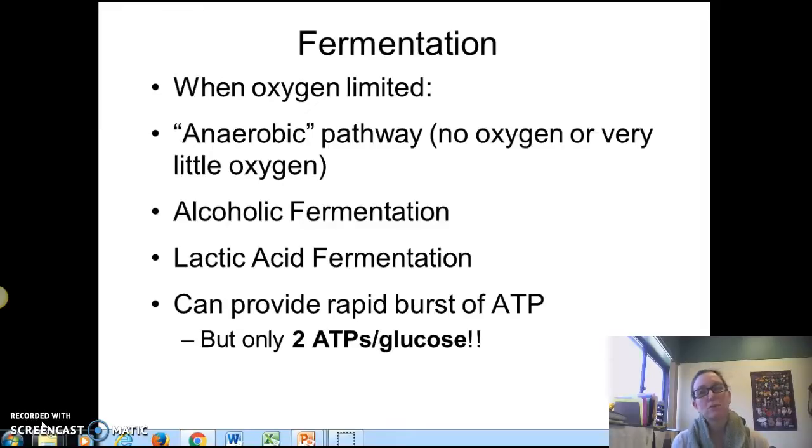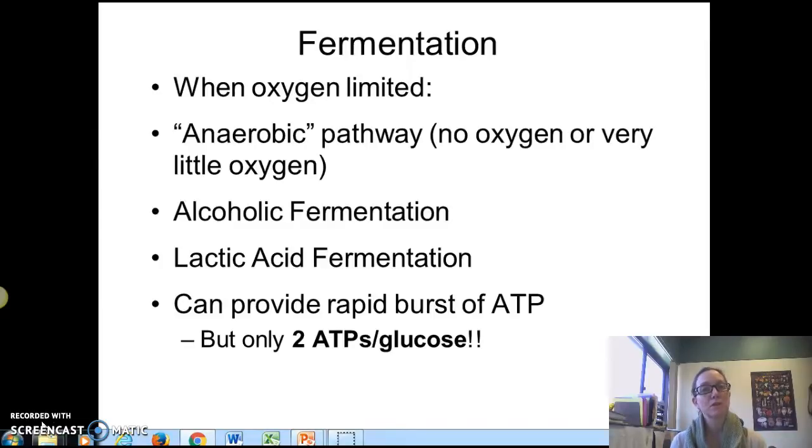This is an alternate way that cells can break down carbohydrates to create ATP. So this is a way that some cells can get energy from sugars. Fermentation happens in certain cells when oxygen is limited. Not all cells can do fermentation, and not all cells can do cellular respiration. Some can do both. When oxygen is limited, we call that anaerobic. Aerobic means with oxygen, anaerobic is without oxygen.